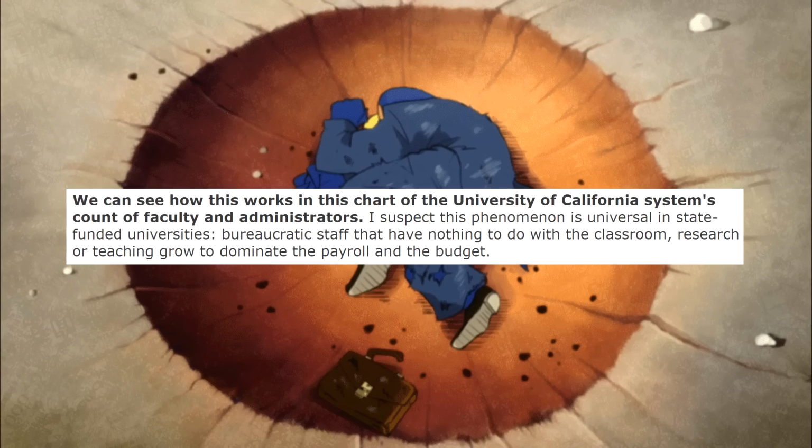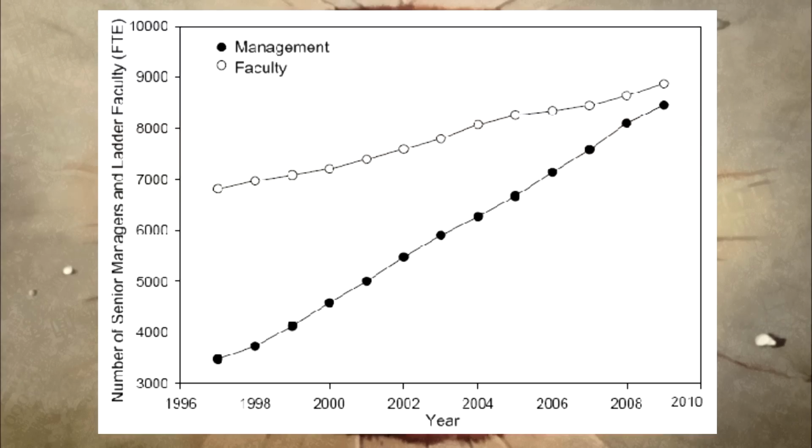We can see how this works on this chart of the University of California's systems count of faculty and administrators. I suspect this phenomenon is universal in state-funded universities. Bureaucratic staff that have nothing to do with the classroom, research, or teaching grow to dominate the payroll and the budget. So look at this. This is the number of senior managers and ladder compared to faculty. So back in 1997, you had 3,500 managers, administrators? You had 3,500 people in a bloat position in 1997. And you had less than 7,000 faculty, people who are actually important.